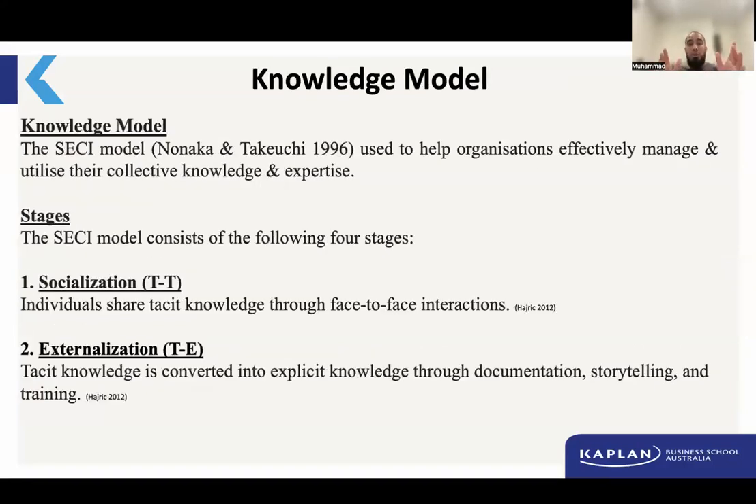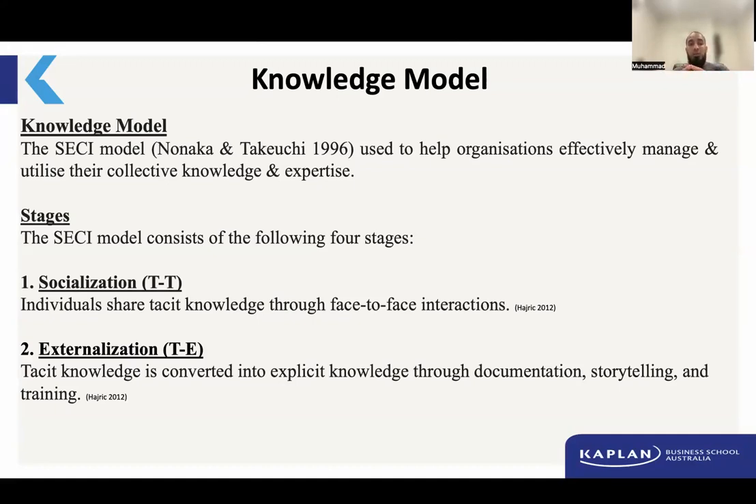Now coming to the knowledge model. The SECI model by Nonaka and Takeuchi is used to help organizations effectively manage and utilize their collective knowledge and expertise. So what are the stages? The SECI model consists of the following four stages.